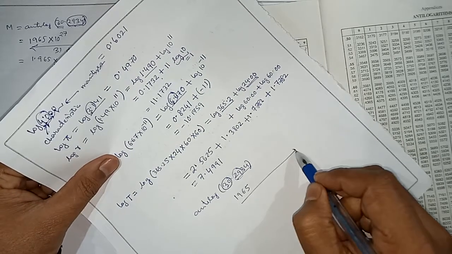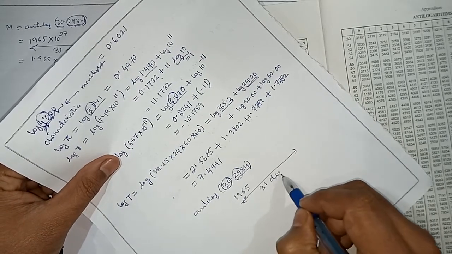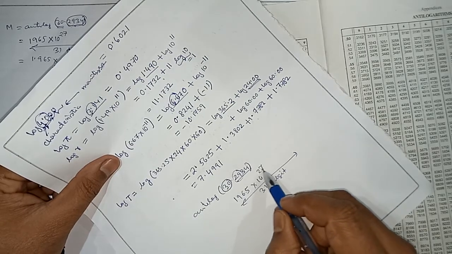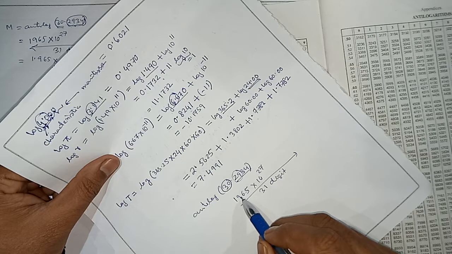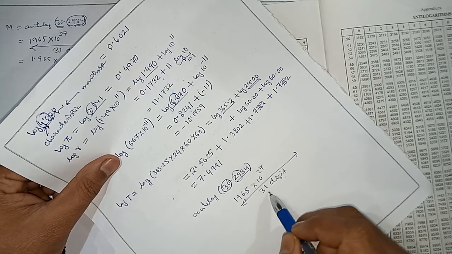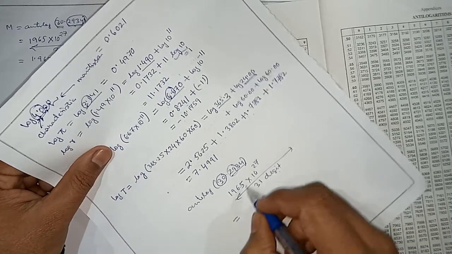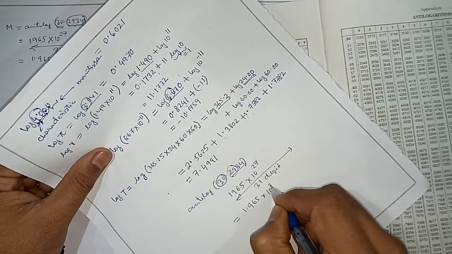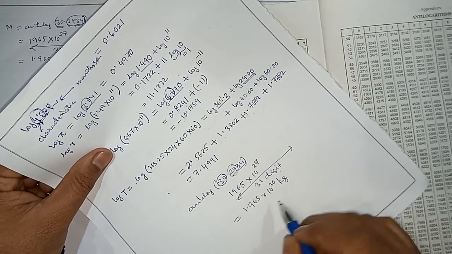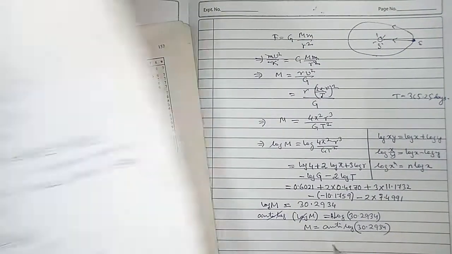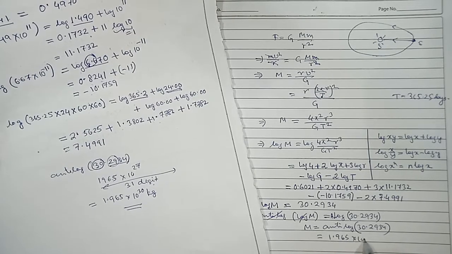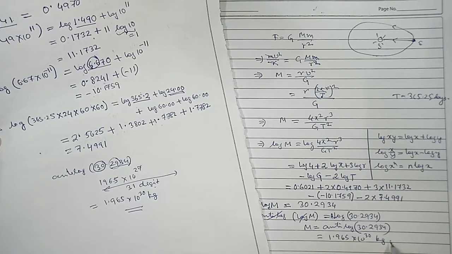That means altogether there must be 31 digits. Already there are 4 here, so we put 27 zeros here. 27 and 1, 2, 3, 4 together will become 31 digits. So let us adjust the decimal in scientific format and we get this. This is the mass of the sun. We have calculated the mass of the sun to be equal to 1.965 into 10 to the power 30 kg.